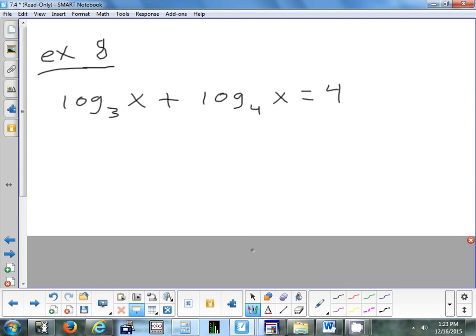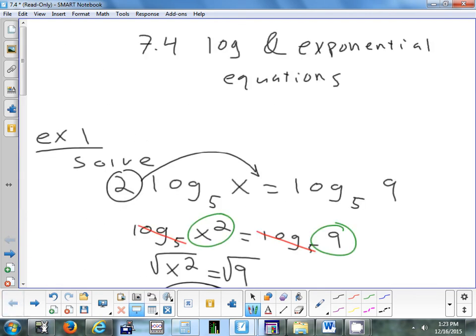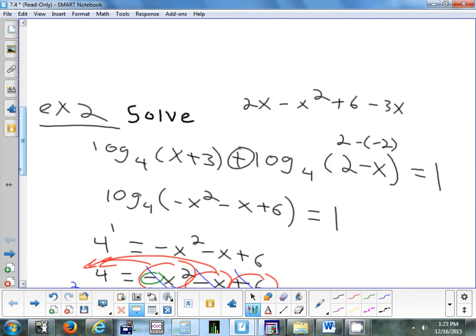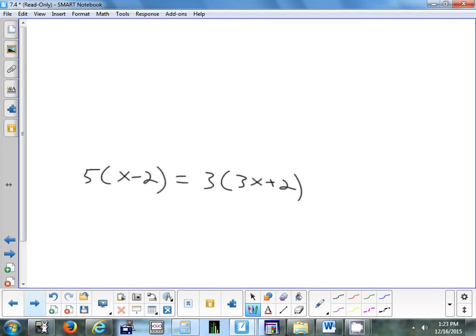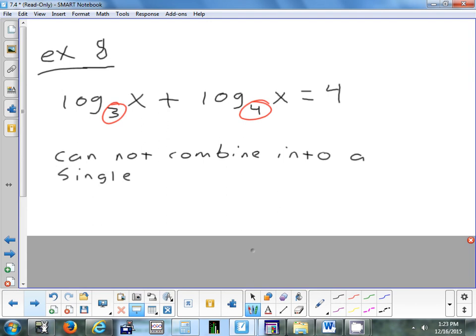Yeah, you want to combine these. Usually we have 2 logs that are separate, just like we did here. We like to take the 2 logs and combine them, and that's what we did here. How come you can't do that here? The bases aren't the same. So here, you cannot combine into a single log because the bases are different.